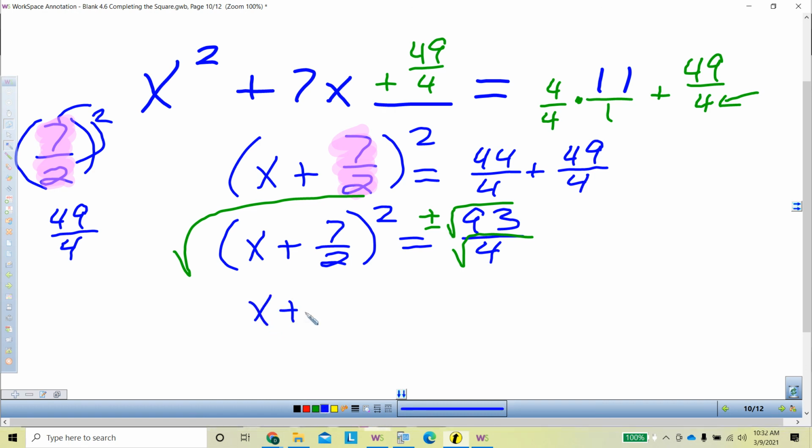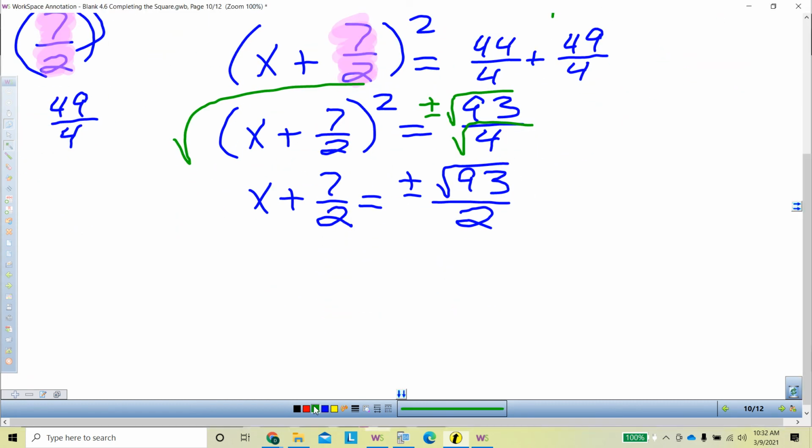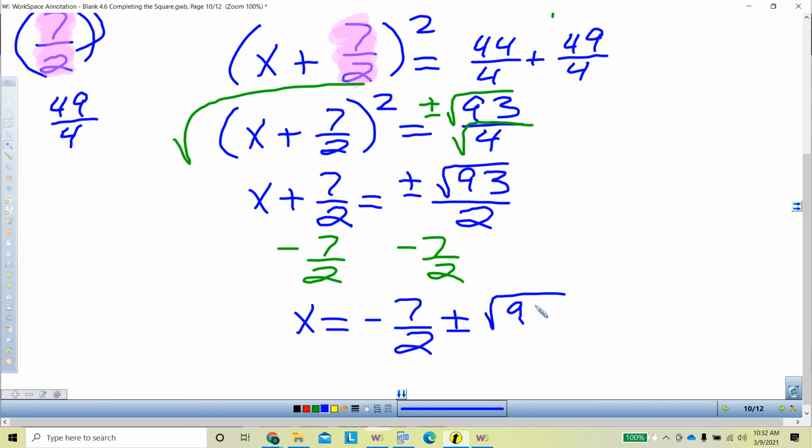So we end up with x + 7/2 on the left side of the equal sign, plus or minus the square root of 93 over 2. Last step, subtract that 7/2 over. So we get x equals negative 7/2 plus or minus the square root of 93 over 2. That looks exactly like the quadratic formula.